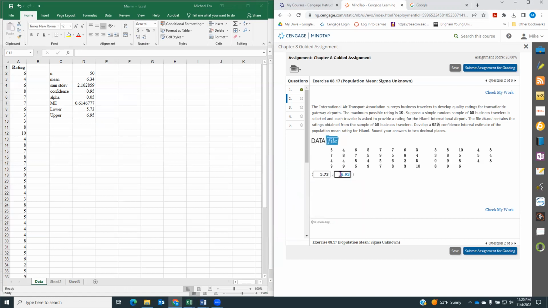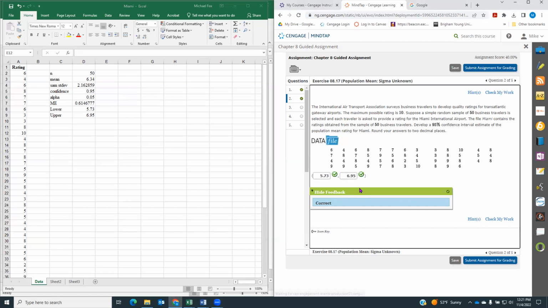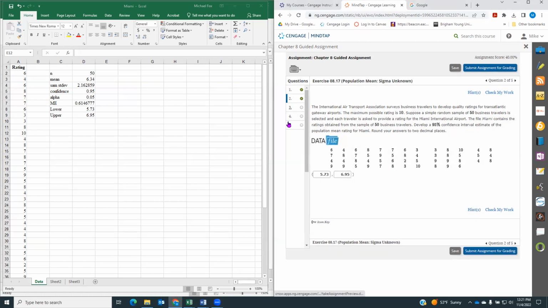So we are 95% confident that the true population mean, so if we were able to survey every single international traveler at Miami airport, that the true mean rating they would give would be somewhere between 5.73 and 6.95. So let's double check our work. And we're good. All right, let's go on to number 3.